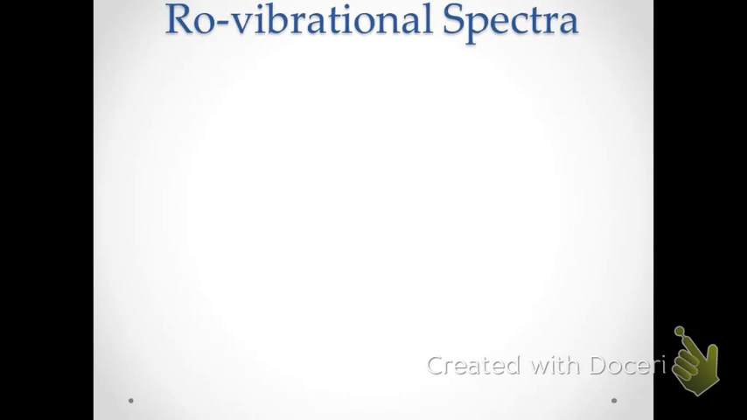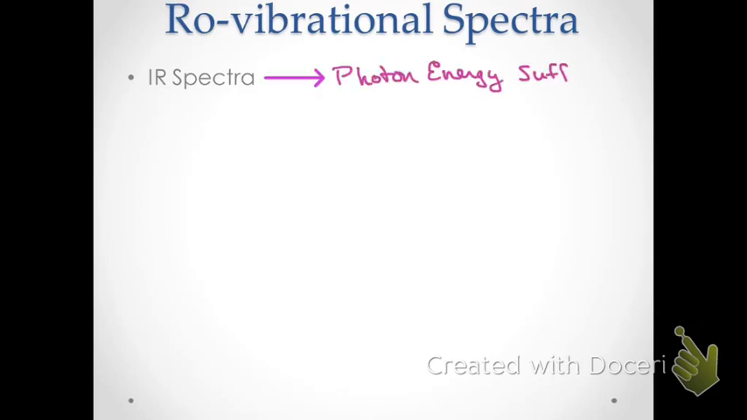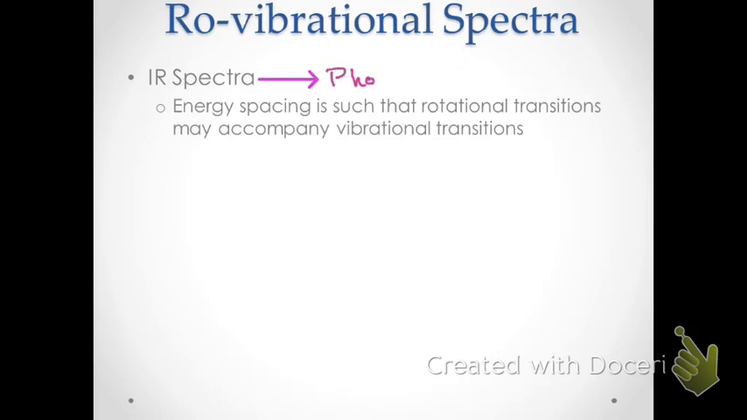Now, what that means is that when we look at infrared spectra, the photon energies which are able to excite vibrational energy levels are also more than sufficient to excite rotational energy levels as well. And if we look closely at these spectra, we'll see that we get both rotational and vibrational energy level transitions represented.